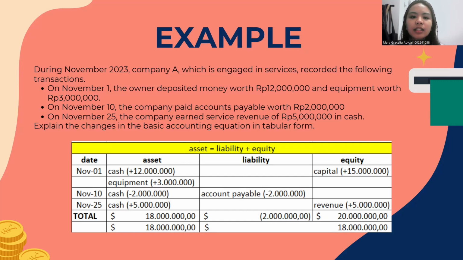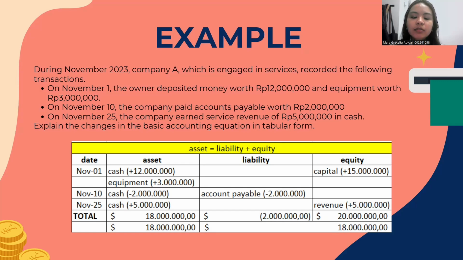On November 10, the company repaid a debt. We record a decrease in cash of 2 millions and a decrease in liabilities of 2 millions. Why are cash and liabilities recorded as negative? Because when the company repays a debt, its cash decreases, and since the debt is paid, the liabilities also decrease. On November 25, the company earned revenue in cash. We record an increase in cash of 5 millions in the assets column and an increase in revenue in the equity column.